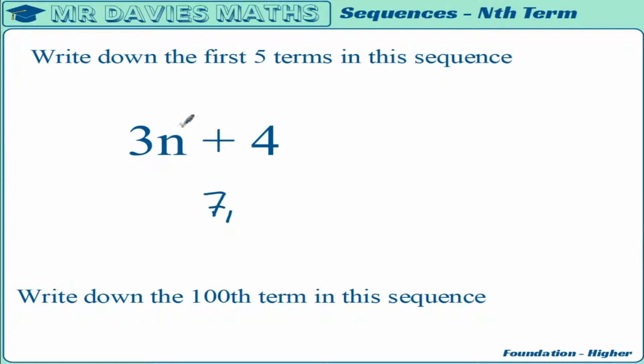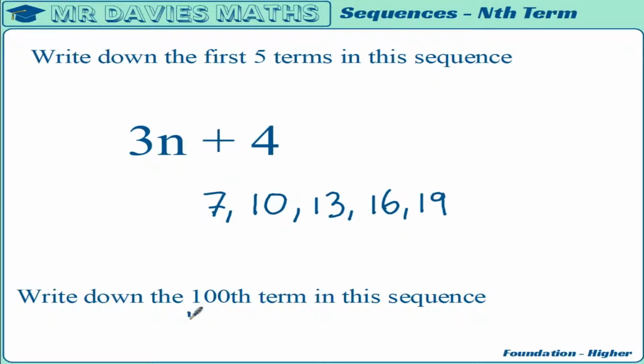The second number in the 3 times table is 6. Add 4 to it, and we get 10. The third number in the 3 times table is 9. Add 4 will get us 13. The fourth number in the 3 times table is 12. Add 4 to it, 16. And the fifth number in the 3 times table is 15. Add 4 to that number, and we get 19. There is the first 5 numbers, the first 5 terms in this sequence.